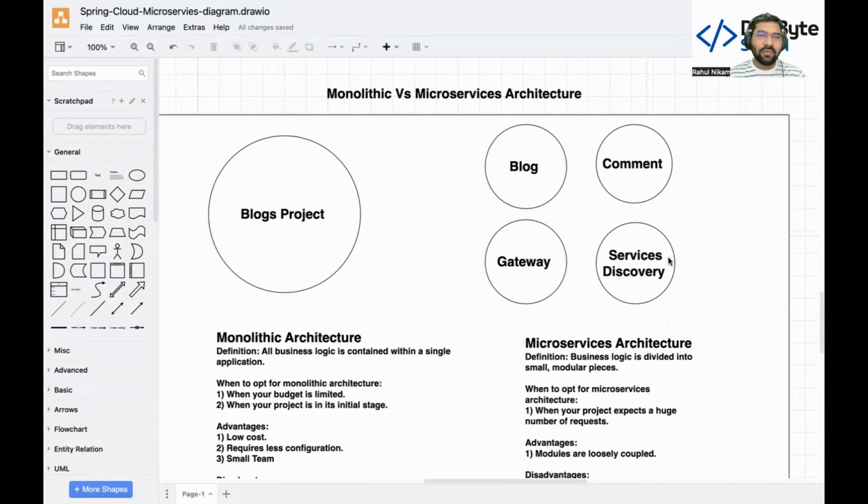So in this video, we are comparing monolithic versus microservice architecture. Okay, so let's understand what is monolithic architecture. Monolithic architecture is nothing but all your business logic written in one single project.